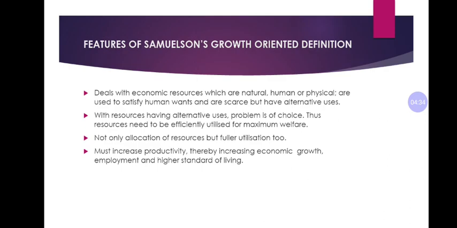This definition deals with economic resources, whether they are natural, human, or physical. Samuelson's definition, like Robbins's, considered the scarce resources with alternative uses. This led to the problem of choice. So resources needed to be efficiently allocated to achieve maximum welfare. Efficient allocation would also lead to fuller utilization of resources. Again, fuller utilization would mean higher production. This helps in growth, employment, and higher standard of living.